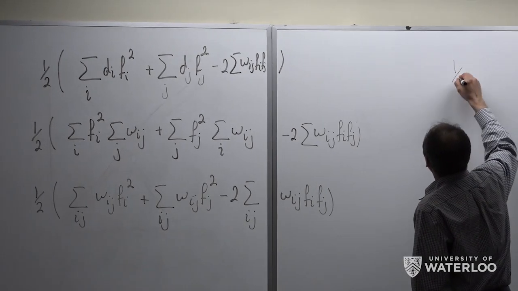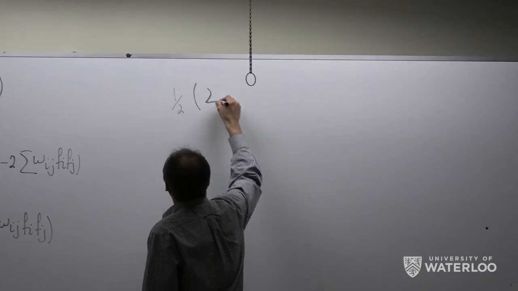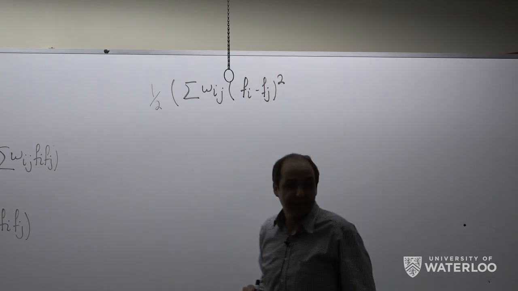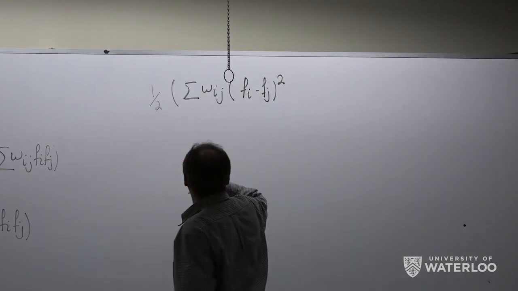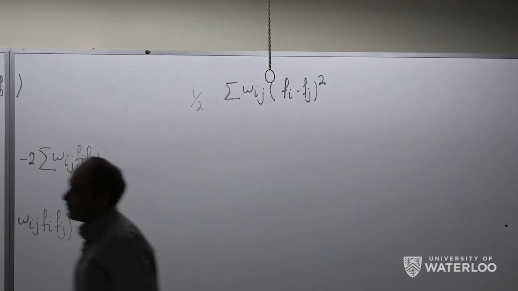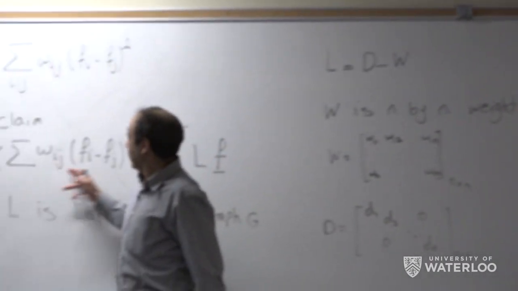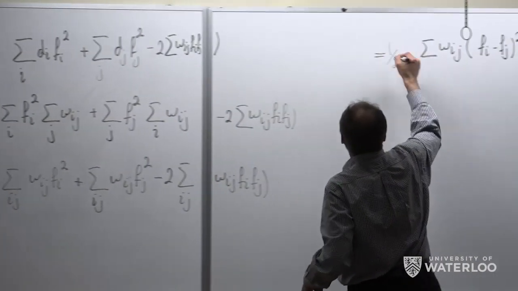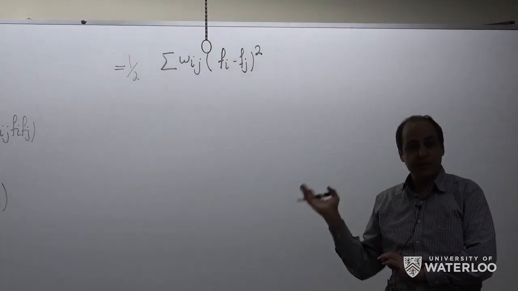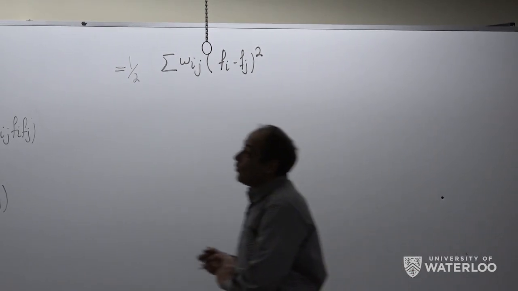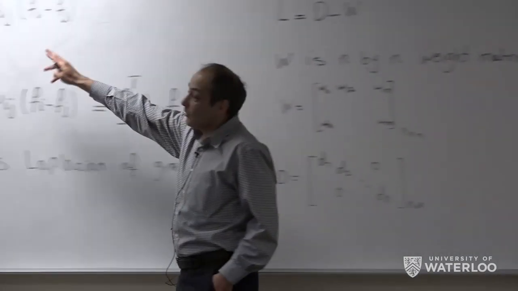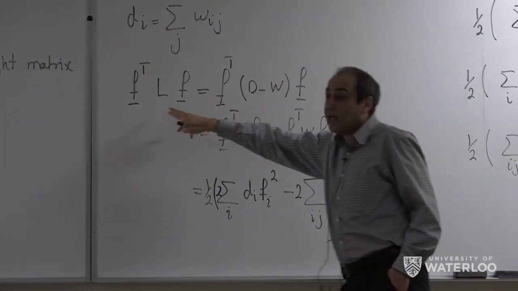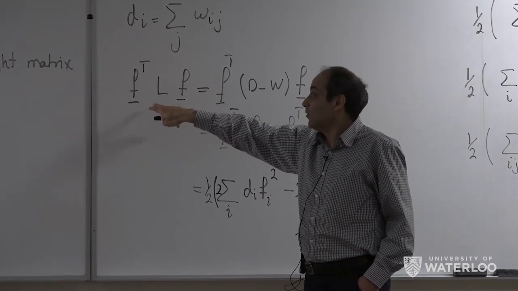So it is 1/2 wij (fi minus fj) squared. And that's basically our claim, that 1/2 of this is equivalent to this. So we start from the left-hand side and we show that it's equivalent to the right-hand side. Okay? So to minimize the ratio cut, we realized that we can minimize this. And then we realized this is equivalent to F transpose LF. So to minimize ratio cut, I can minimize F transpose LF.